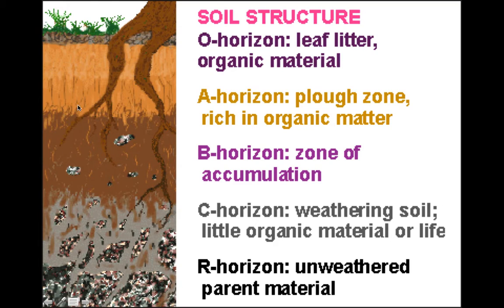This shows you our soil structure. If I were to take a cross section down, you have the O horizon, which is up here where the grass is located. You have the A horizon, which is up here. It's your topsoil, and it's rich in organic material. You have the B horizon, which right here is the zone of accumulation. C is your weathered soil, and R is your unweathered parent material.